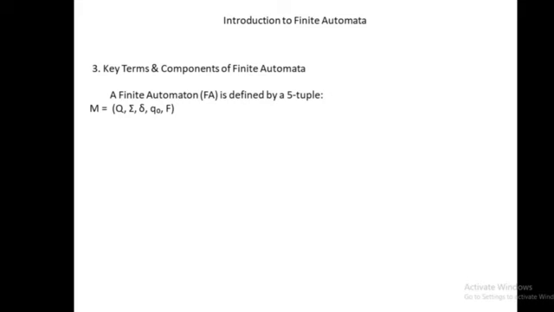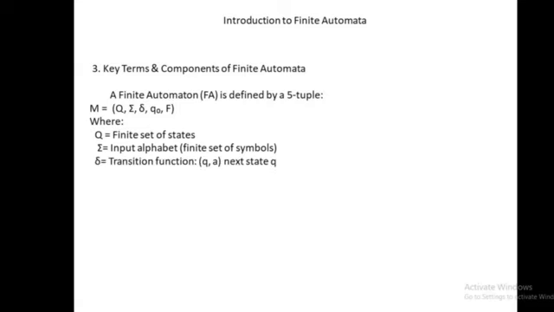Components of finite automata. A finite automata is defined by 5 tuples: Q, sigma, delta, Q naught, and F, where Q is a finite set of states, sigma is the input alphabet, delta is the transition function, Q naught is the start state or initial state, and F is the final state or accept state.